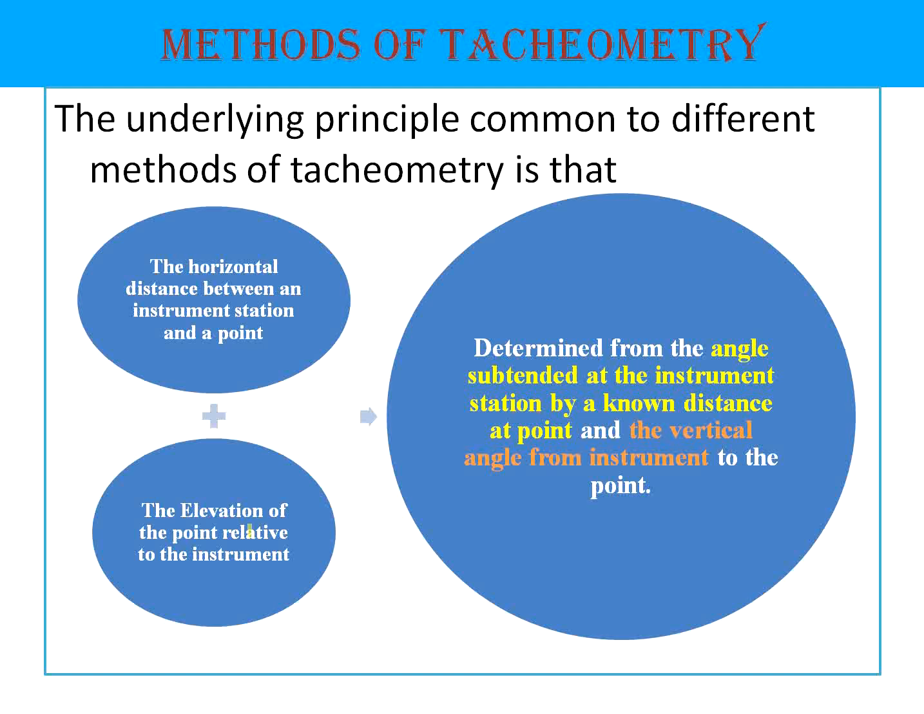The underlying principle common to the different methods of tachyometry is that the horizontal distance between an instrument station and a point, as well as the elevation of the point relative to the instrument, can be determined from the angle subtended at the instrument station by a known distance set at the point, and also the vertical angle measured with the tachyometer to that point. So this is the underlying principle of tachyometry.